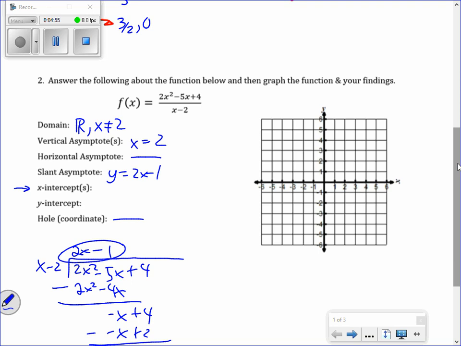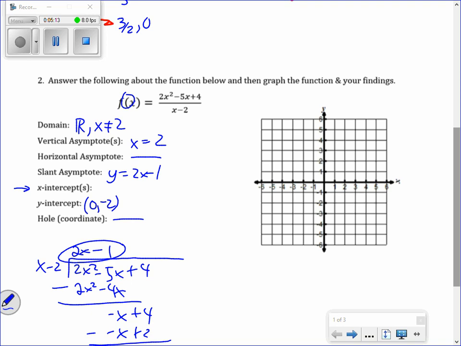The y-intercept is when x equals 0. So if this is gone, this is gone, this is gone, I have -2. So 0, -2. So my x-intercept. All right, so the x-intercept occurs when the numerator is 0, because when the y value equals 0, that's when the numerator is 0.